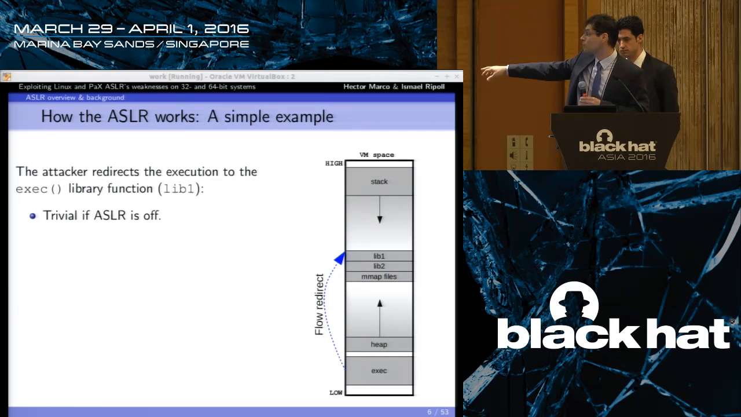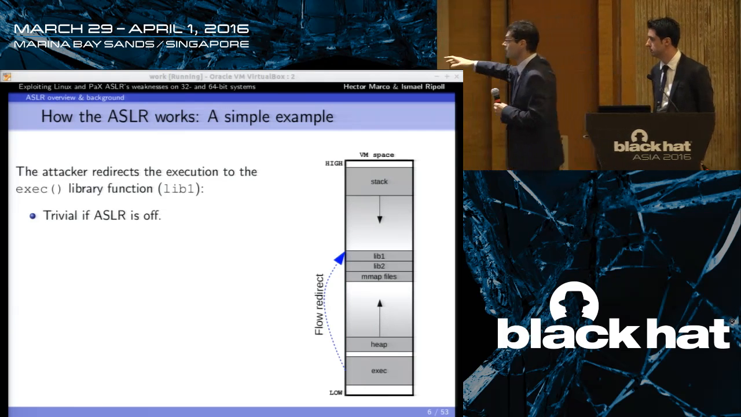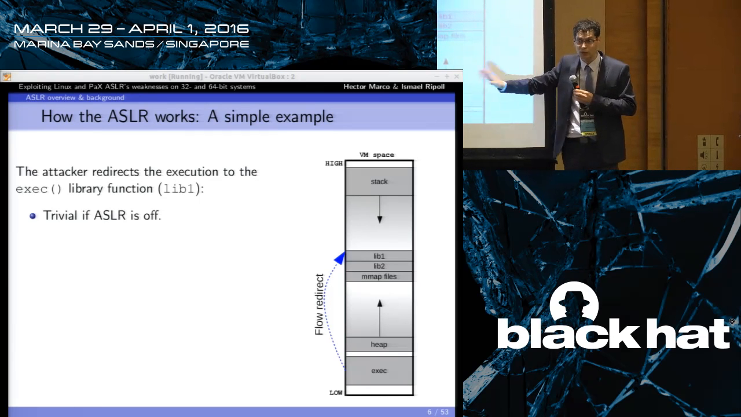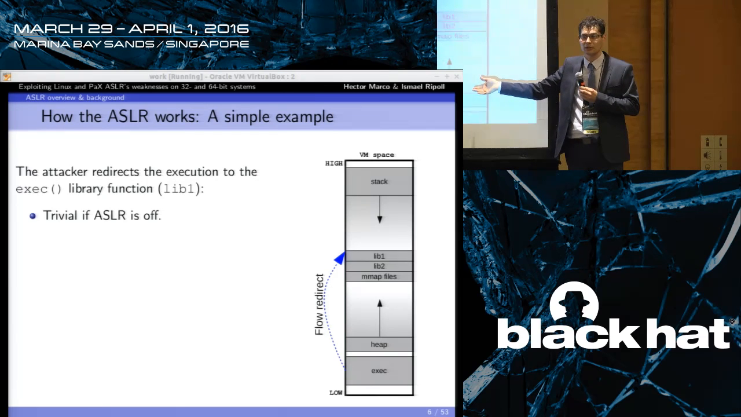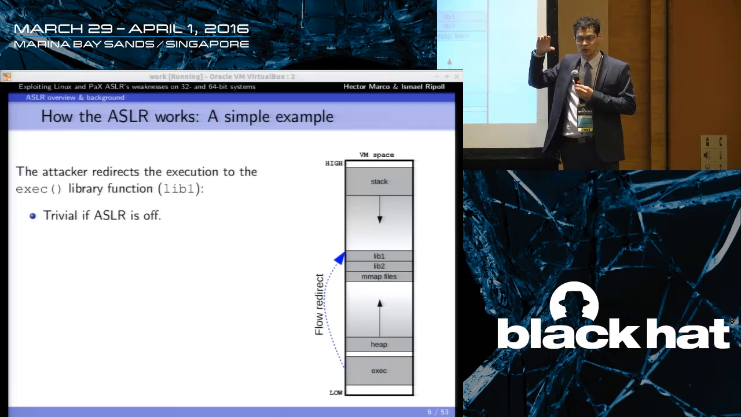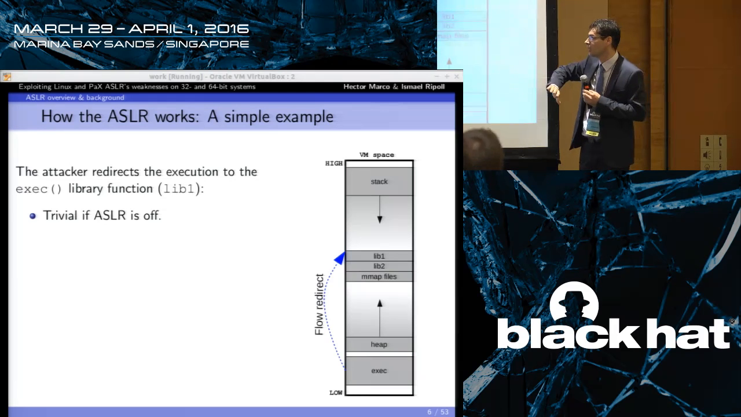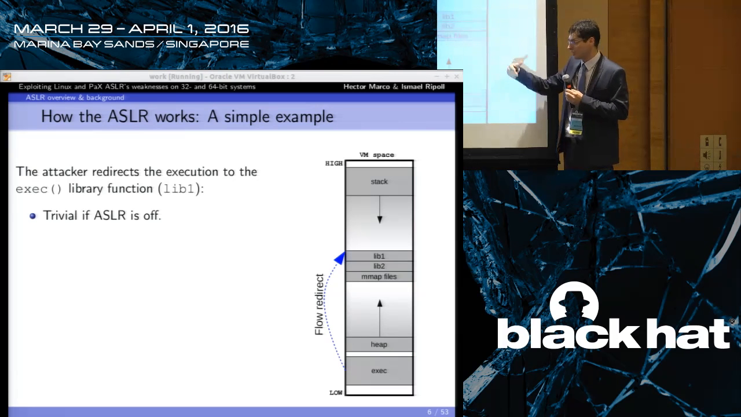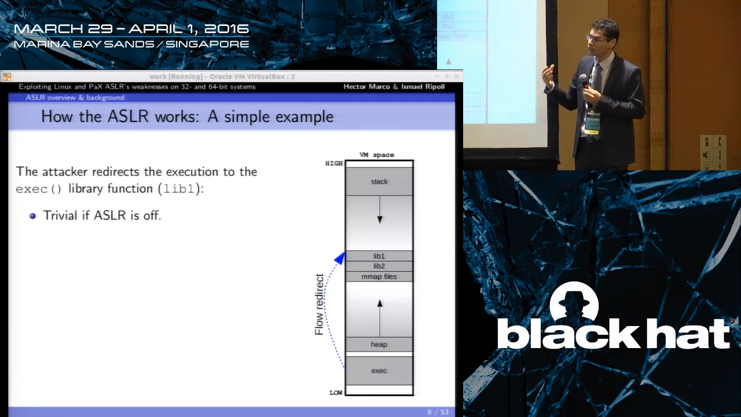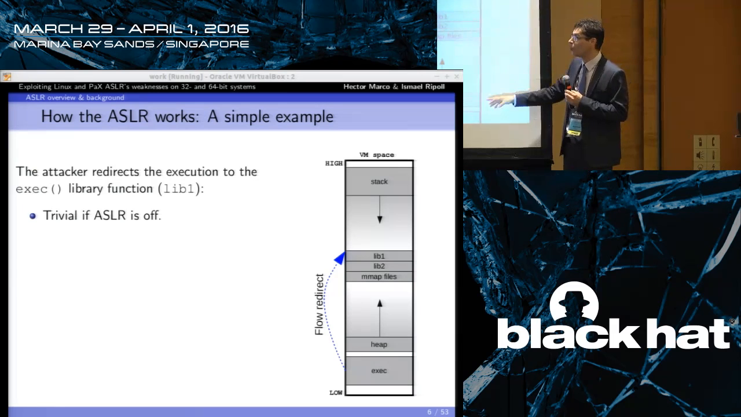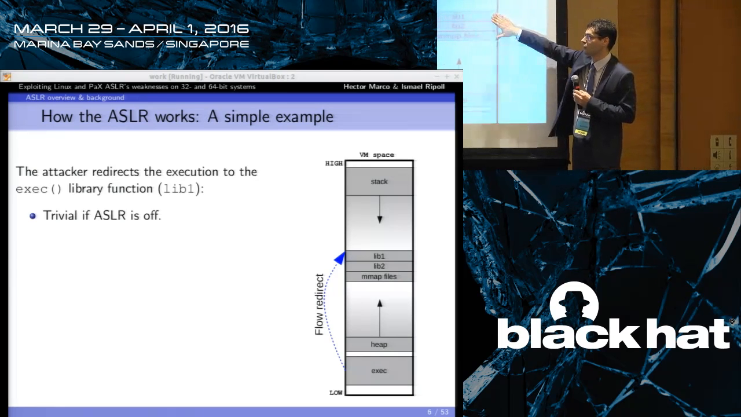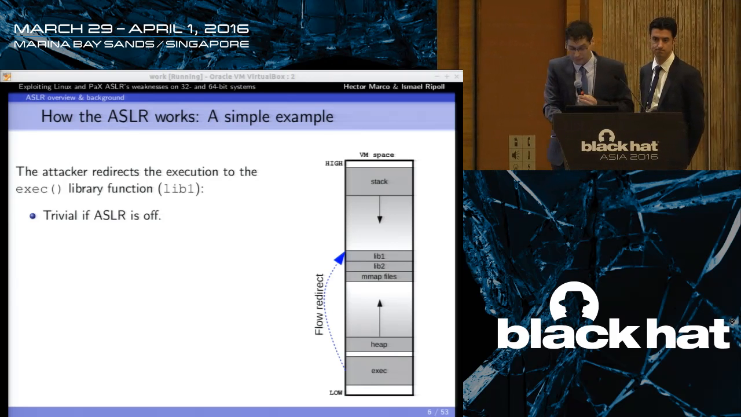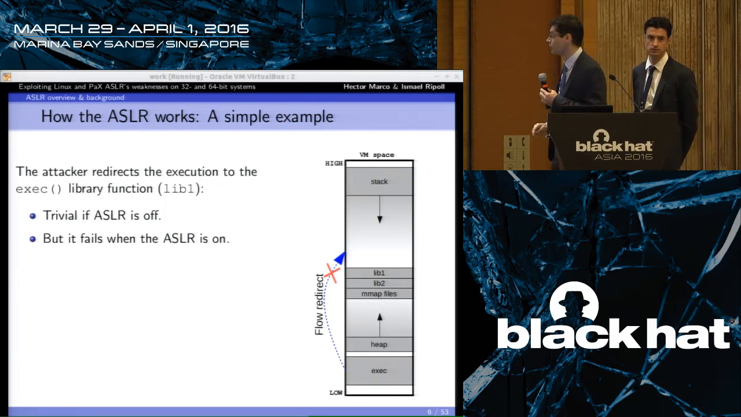If we have no ASLR, the attack is trivial. We can jump, we can redirect the flow. We are not talking about how to protect against redirecting the flow. The bug already exists, and we don't care how it is exploited. Let's suppose that the bug allows an attacker to redirect the control flow of a program, to decide where to jump. If there is no ASLR, it's trivial, because the attacker needs an absolute address.